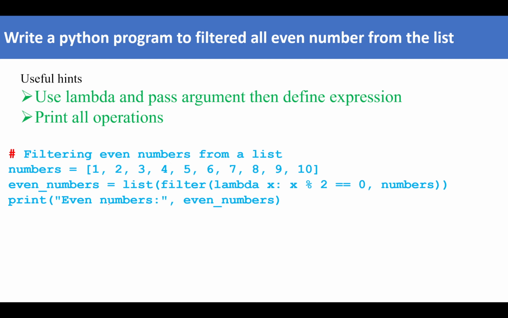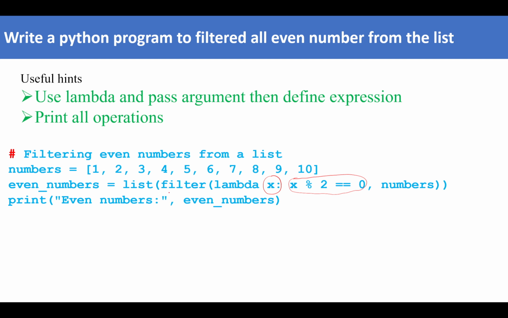First thing, take a single argument x. In the lambda function I am using a single argument x, and now I am going to check whether this number is even or not. How do we check whether the number is even or not? We have to use this expression: we check the remainder. If the remainder is 0, then we say that the number is even.